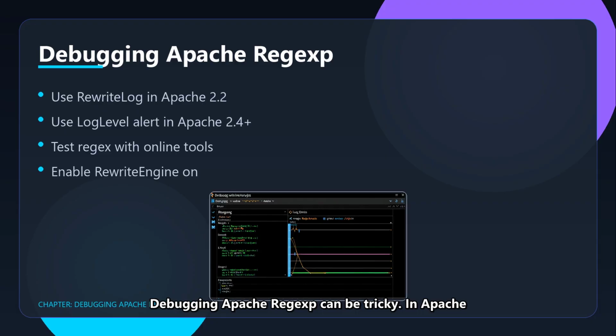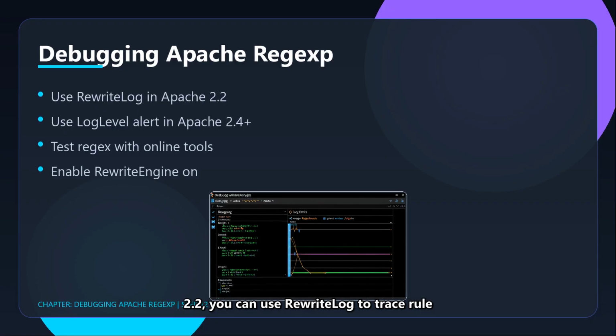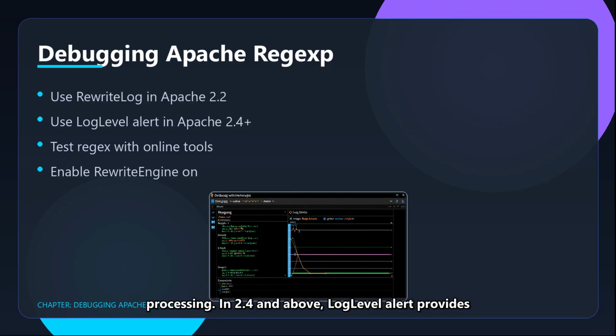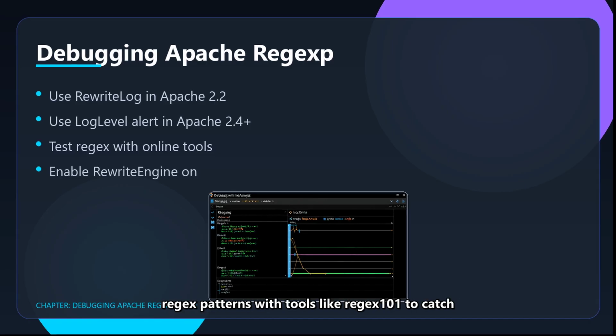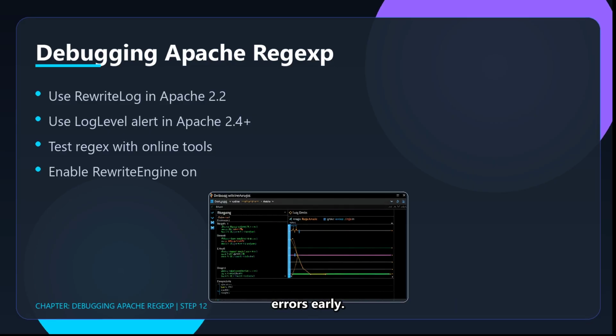Debugging Apache Regexp can be tricky. In Apache 2.2, you can use RewriteLog to trace rule processing. In 2.4 and above, LogLevel alert provides similar insights. Always enable RewriteEngine and test your regex patterns with tools like Regex101 to catch errors early.